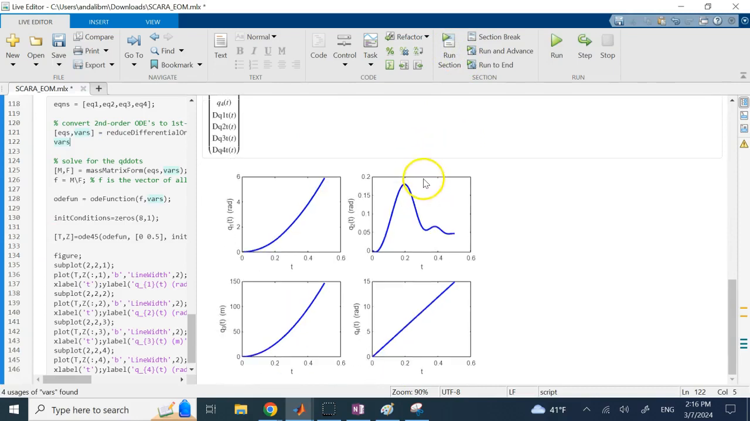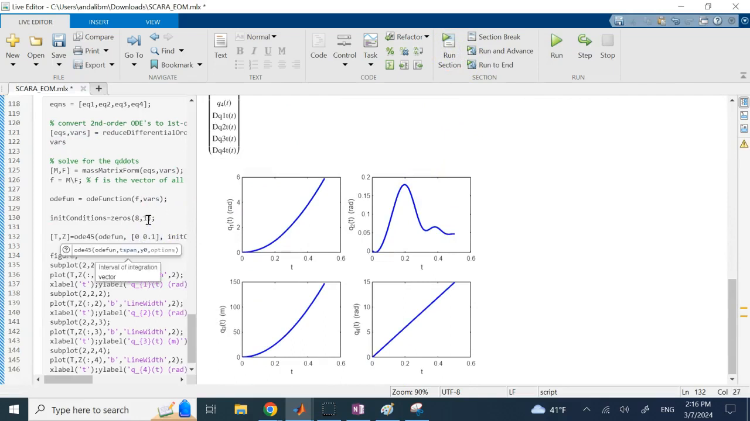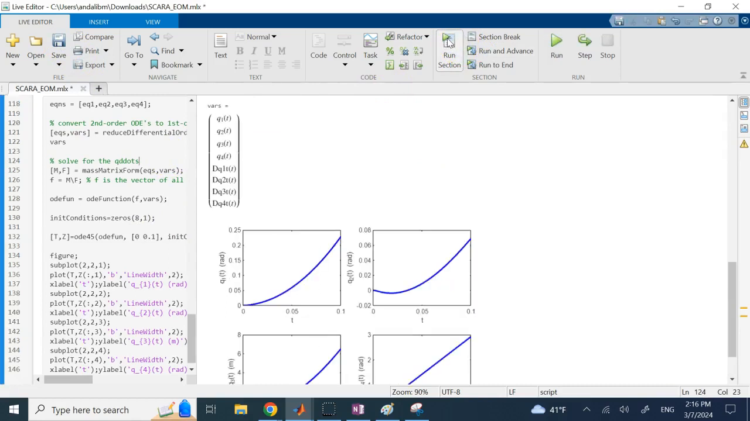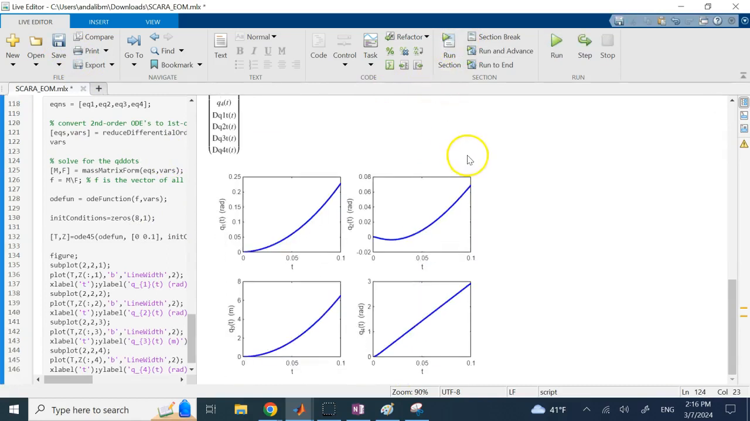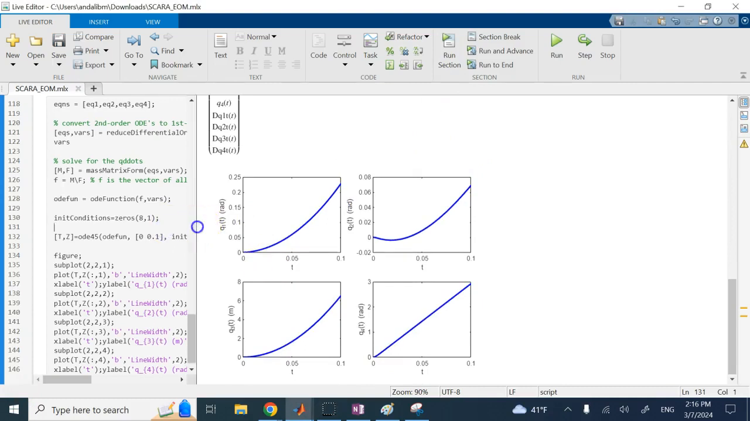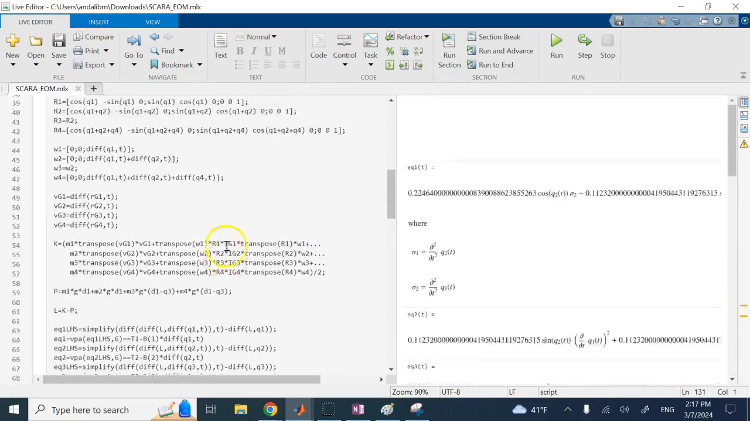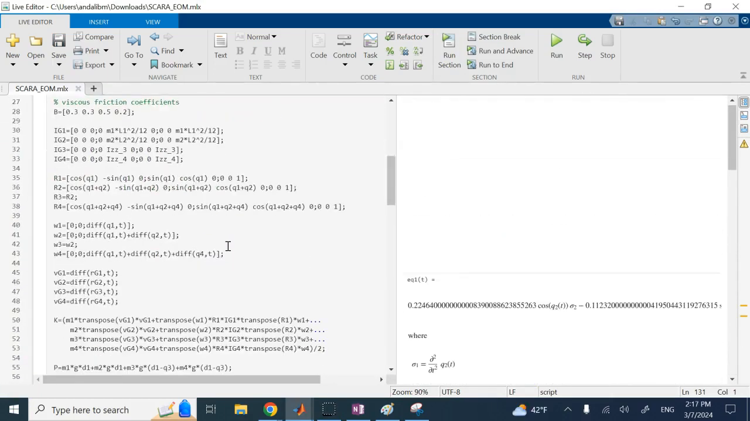You see here it is still too much, but in general, remember that this is how you can derive the equations of motion for SCARA, and you can look at your numerical solutions if you convert those symbolic ODEs into function handles.